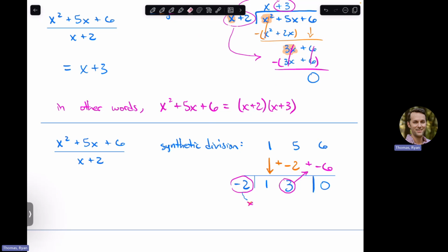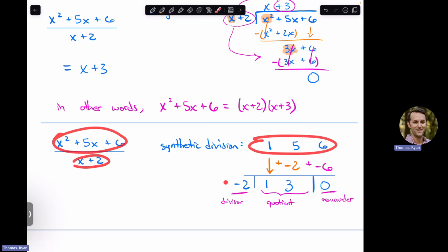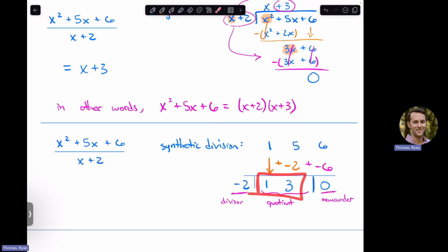So what this shows me, this is the thing we divided by. That's the quotient or the answer, and specifically it's the coefficients for the quotient, so we'll look at that in a second. And then this last part is the remainder. Now keep in mind, we already know what the answer is because it's the same problem. So what we got is that when I divide x squared plus 5x plus 6 by x plus 2, I get x plus 3.